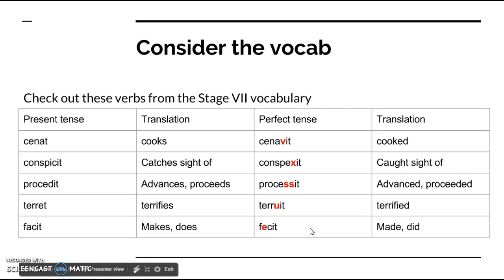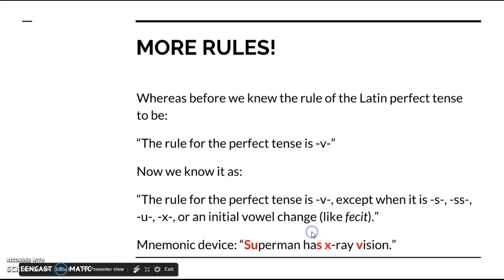But don't freak out, because there are several ways that will help you understand and see these different forms. Whereas before we knew the rule of the Latin perfect tense to be that there's a V in it, now we know the rule is V, except when it's an S, an SS, a U, an X, or an initial vowel change, like in fecit, where the A turns into an E.